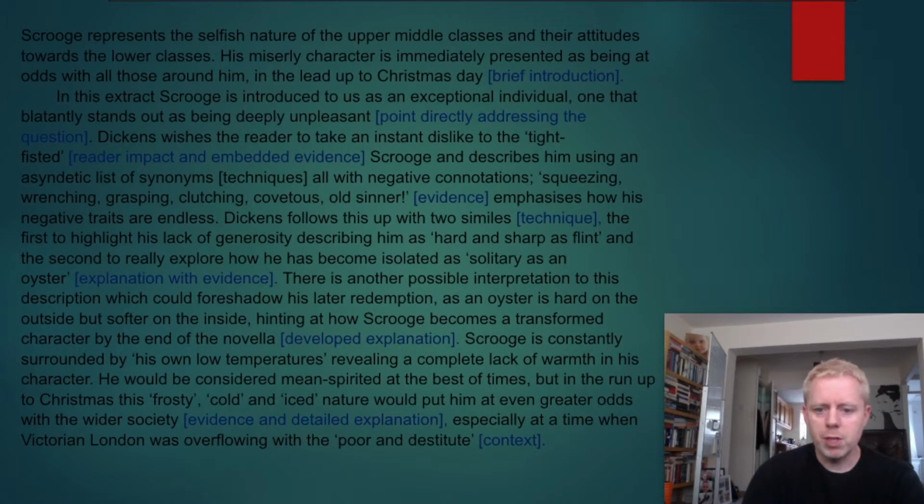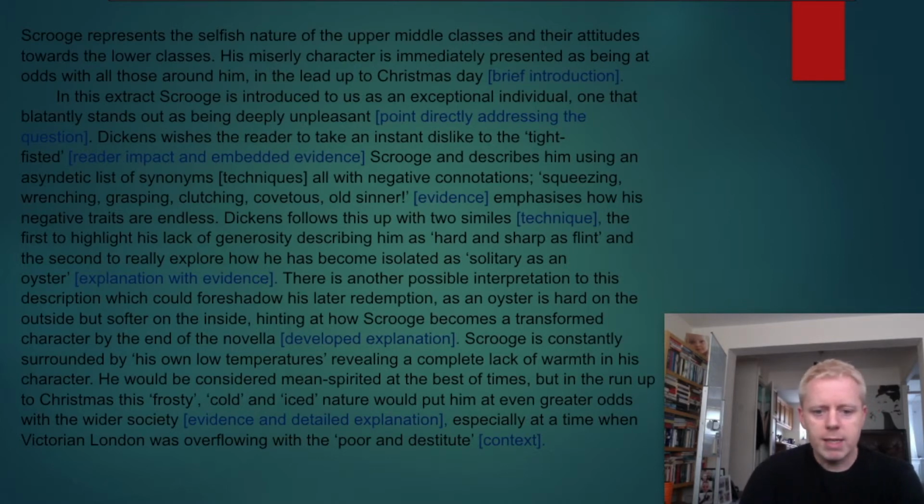There is another possible interpretation of this description which could foreshadow his later redemption, as an oyster is hard on the outside but softer on the inside, hinting at how Scrooge becomes a transformed character by the end of the novella. Scrooge is constantly surrounded by his own low temperatures, revealing a complete lack of warmth. Just a point there, bear in mind the use of fire as a motif throughout the novel.